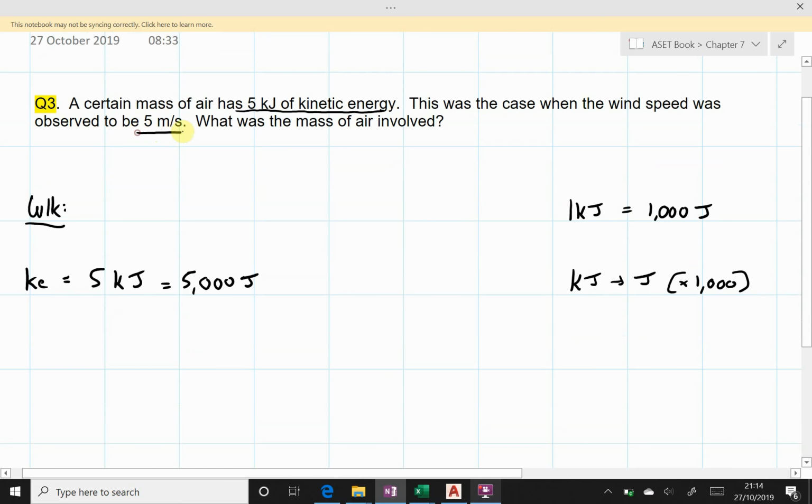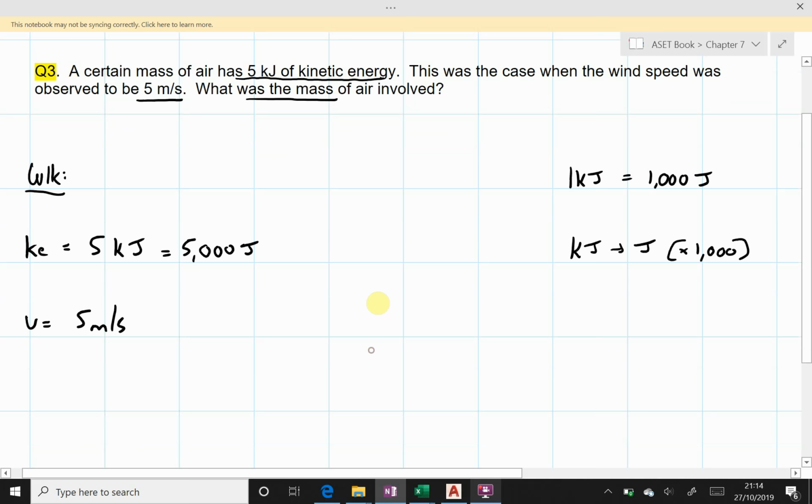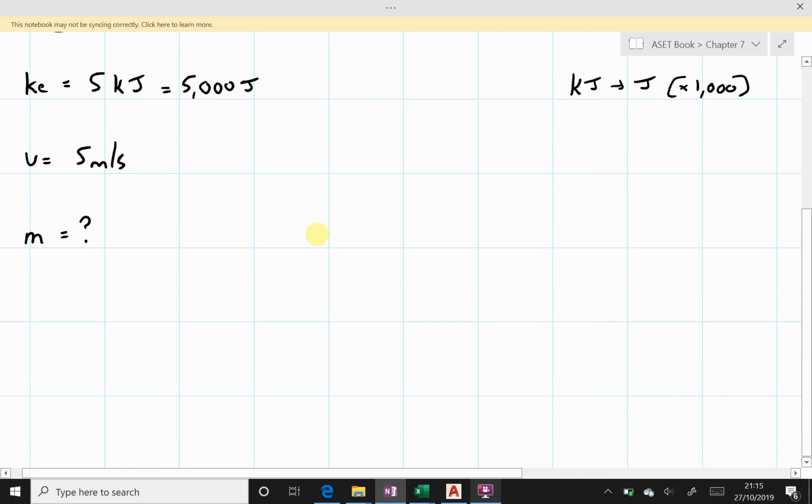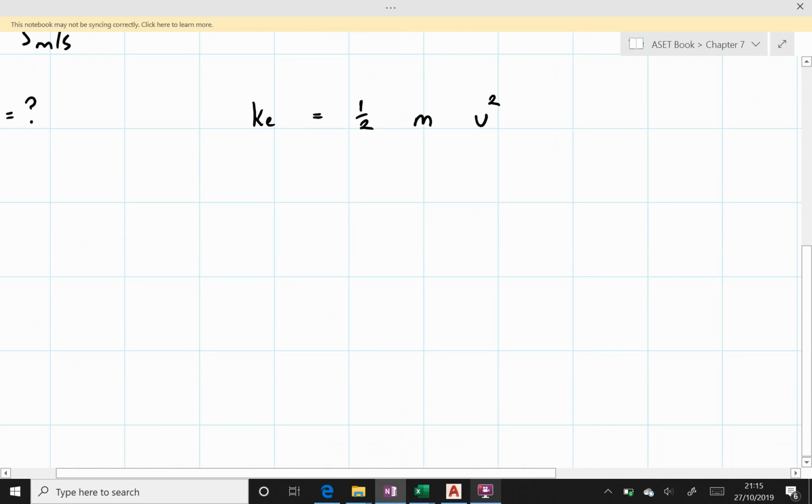We're also told the wind speed, v, is equal to 5 meters per second. And we're asked, what is the mass of air involved in this instance? So m equals question mark. Let's first of all write out the general equation. Kinetic energy is a half times the mass times v squared. Now we can see immediately that we're looking to find mass in this particular instance.